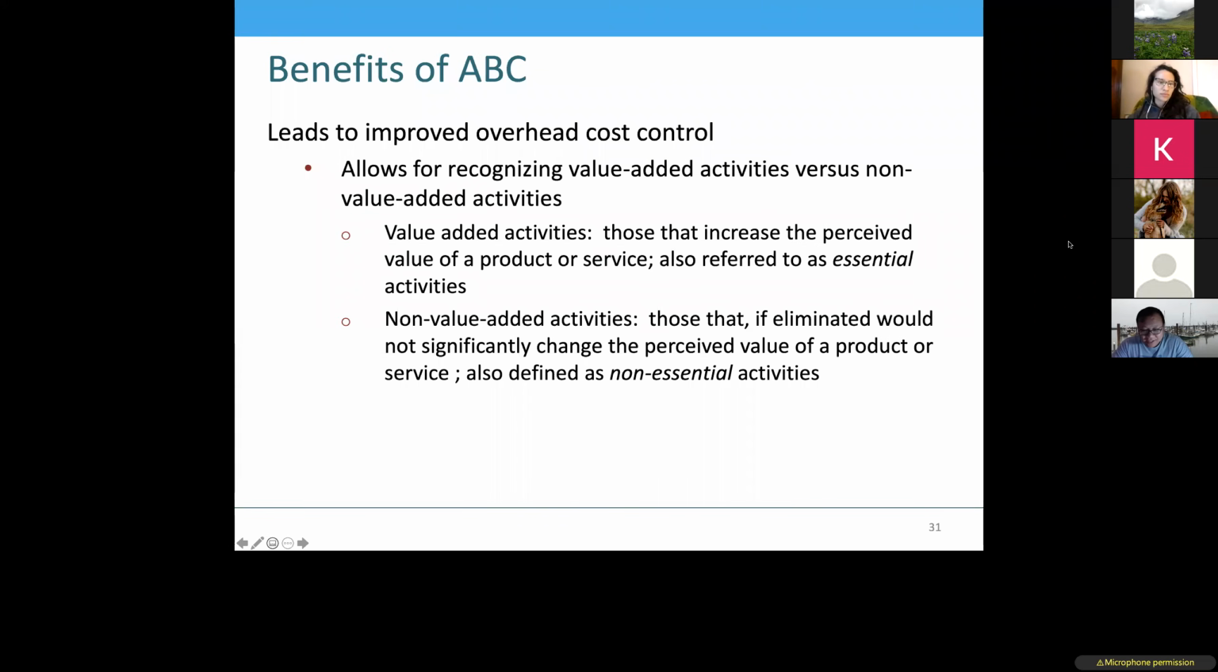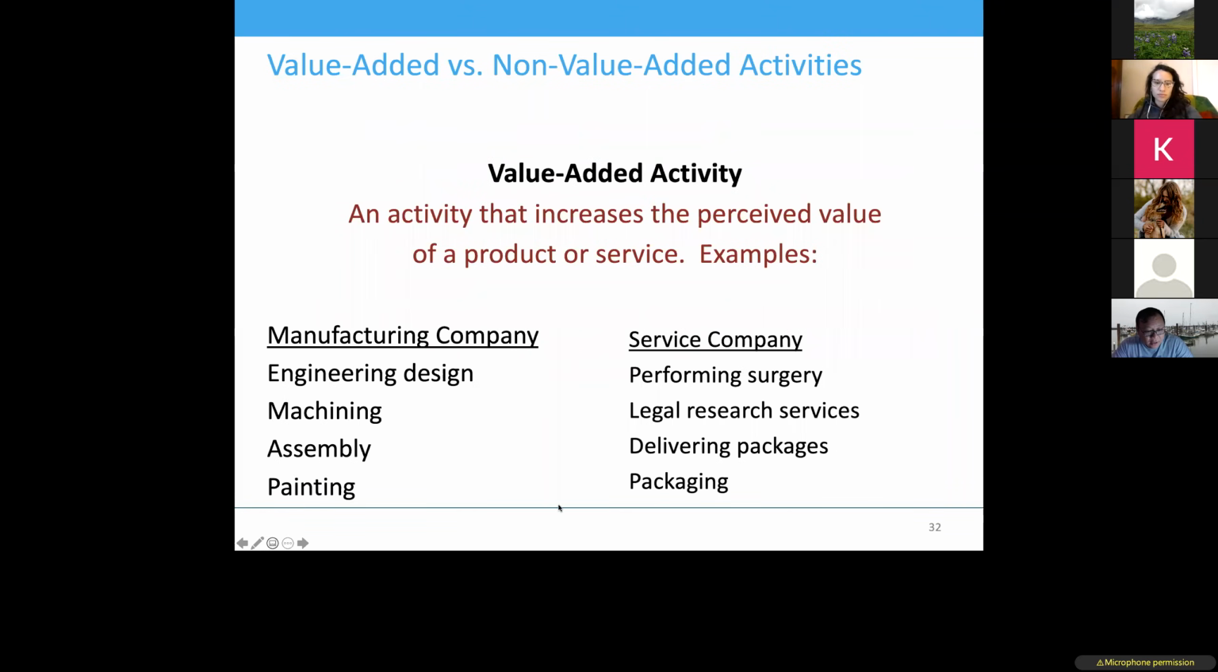What is value added and non-value added activities? Okay. So here, let's take a look at the value added activities for a manufacturing company. So engineering design, right? Well, this must be very important, right? So if you are making something, you better have a blueprint. You better have a design first. Without design, you don't have the product, right? So engineering design, for sure, that adds the value, right?